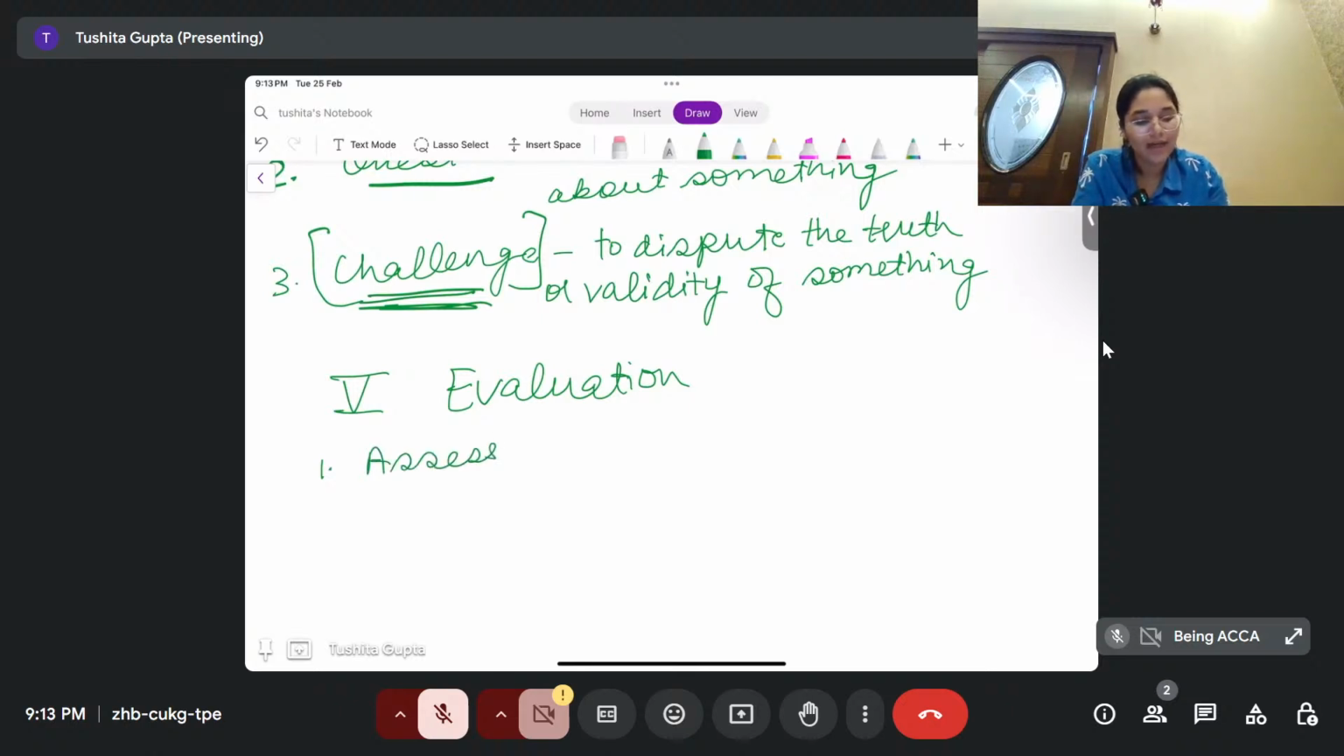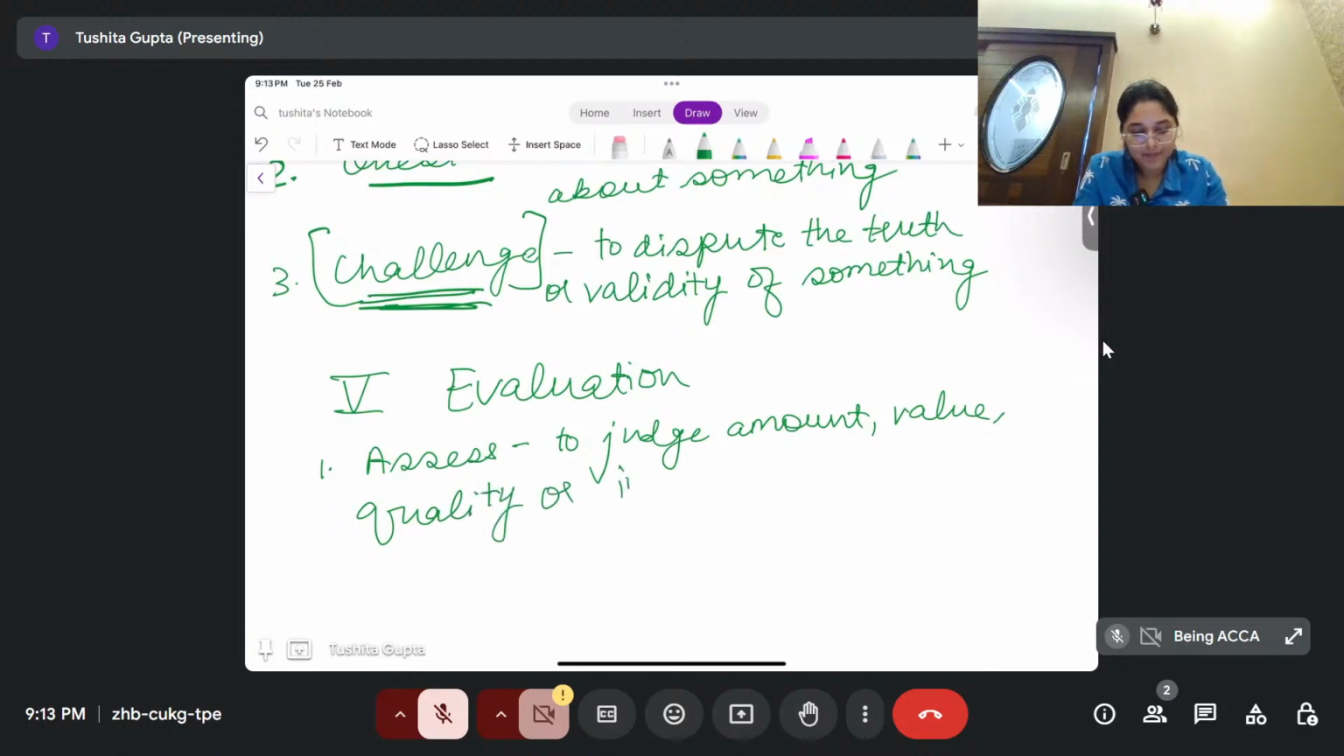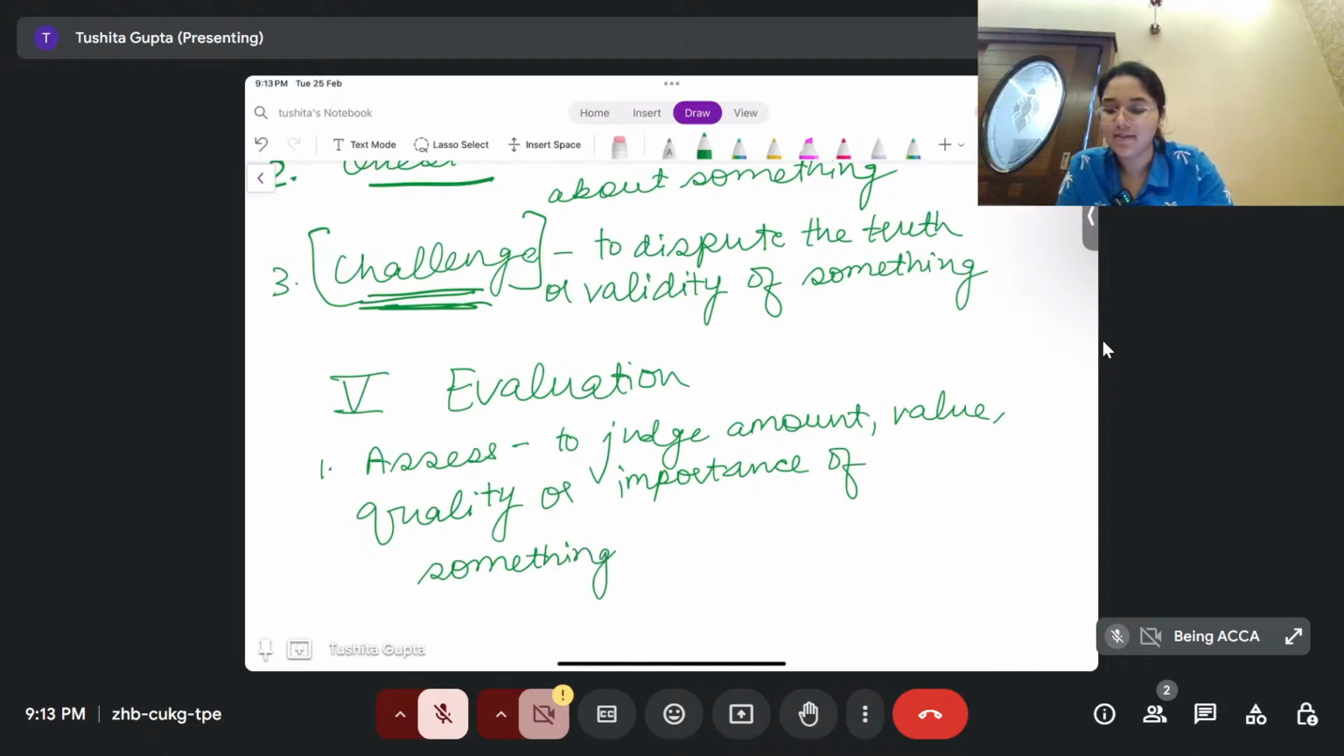What do you mean by assessing? To judge the amount, value, quality or importance of something. So when it comes to evaluation, like I evaluate your answers, so I evaluate the quality of your answers over here.